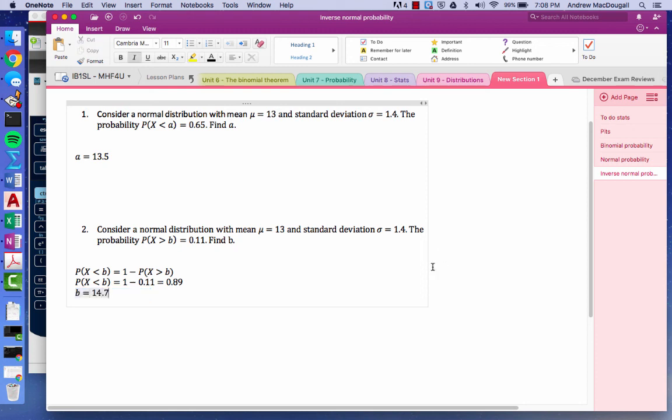So inverse normal, very straightforward to use. You just need to remember it's expecting an area on the left of the endpoint you're trying to solve for. And if you have an area on the right, you can subtract it from 1 to get an area on the left.